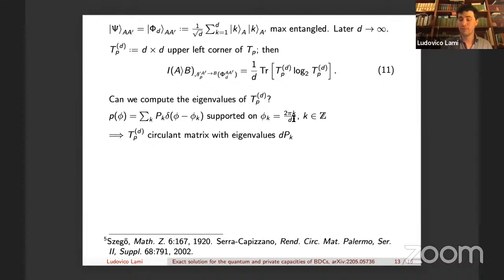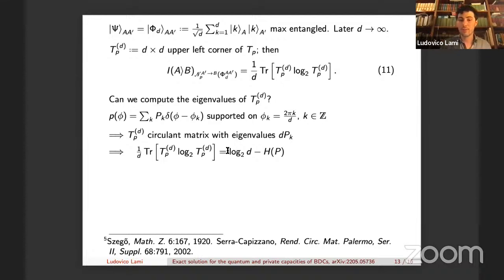And so for circular matrices, it's very well known how to compute the eigenvalues because they're diagonalized in Fourier basis, the discrete Fourier basis. And so in this way, you can actually compute the eigenvalues. It's very simple. You see immediately that they are actually given by this pk times d. Okay, so if that is the case, then you can easily compute this trace, and you actually get an expression which we very much like.